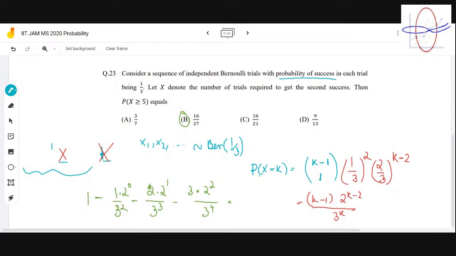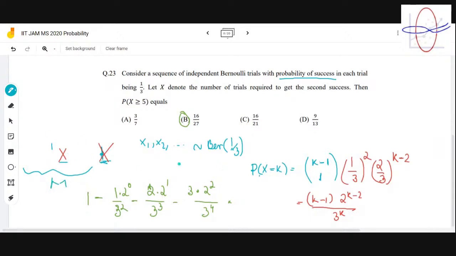Don't try to apply the formula right away. Try to decode, divide, like do it from scratch. Okay, this will help you out. So two successes are there. Let's say at the kth step, you have the second success. Therefore, the first success will be somewhere in the k minus 1 steps.